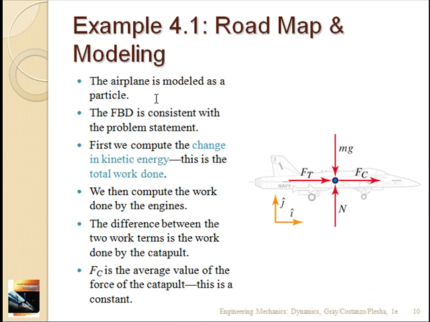Okay, so we model the airplane as a particle. The free body diagram is here. There's a normal force, there's a force from the catapult, a force from the thrusters, and there's gravity. We don't really have to worry about these vertical forces, so we'll just worry about the horizontal. So we find the change in kinetic energy, and that'll be equal to the total work done, and then we can compute the work done by the thrusters and by the catapult, as we'll see in a minute. Okay, FC we'll call the average value of the force of the catapult.